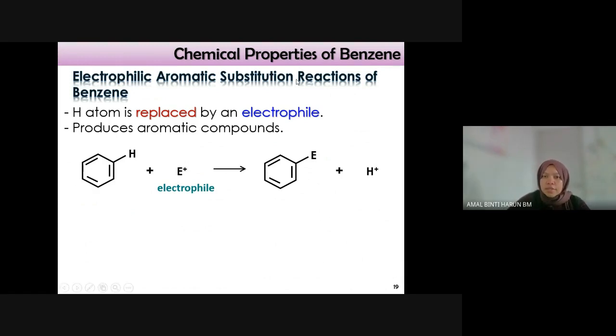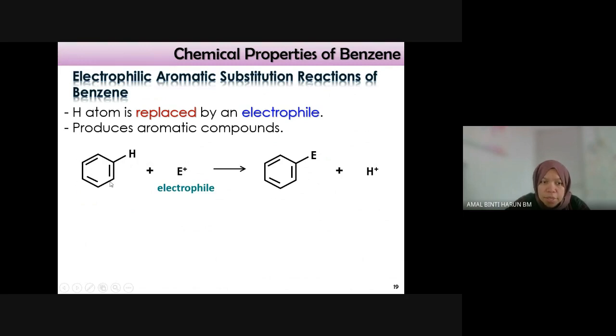Number 1 is benzene undergoes electrophilic aromatic substitution. Aromatic is referring specifically to the benzene and substitution is referring to the reaction type. Benzene will never undergo addition, okay, because benzene is very difficult to open the double bond. Therefore, it will undergo substitution.